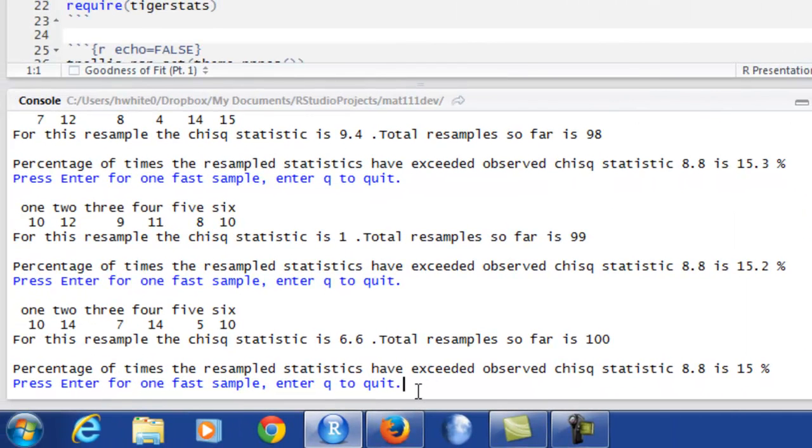Looking over into the console, we see that a record has been kept of everything. And we've done 100 resamples so far, and 15% of the time, the chi-square statistic has exceeded the observed value in our study, the 8.8. Let's quit now.